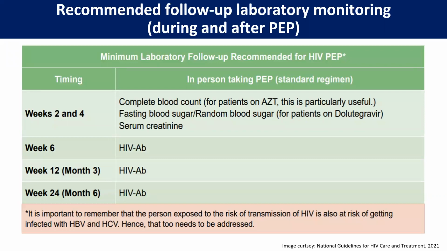So when to do laboratory evaluation? Within 2 to 4 weeks, better you do a complete blood count, FBS, PLBS and serum creatinine levels. And at 6 weeks, 12 weeks and 24 weeks, better you repeat an HIV antibody test.